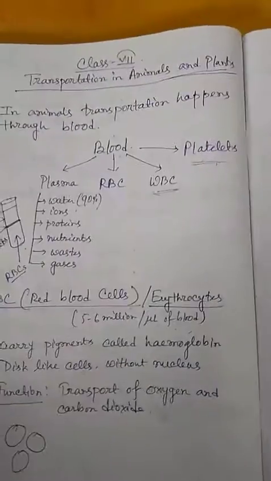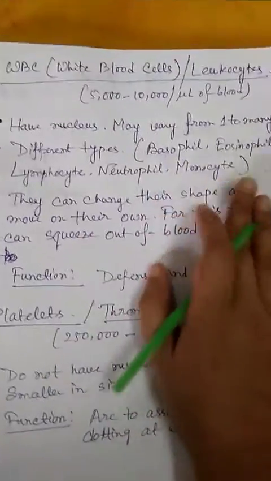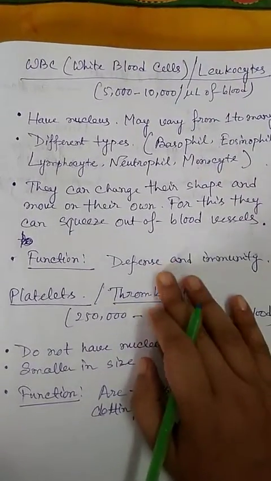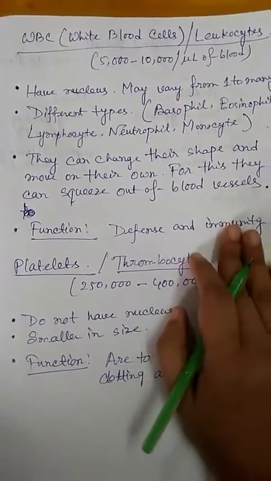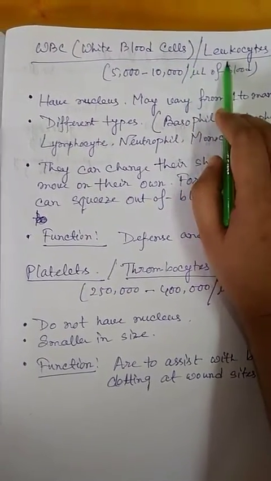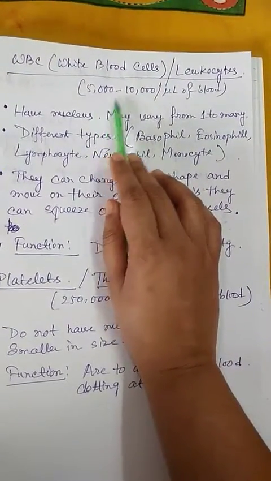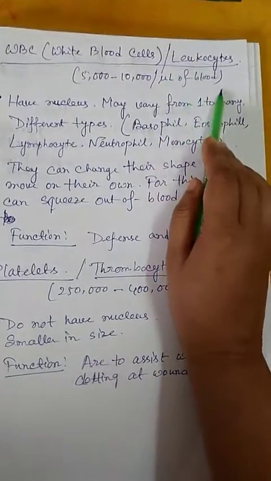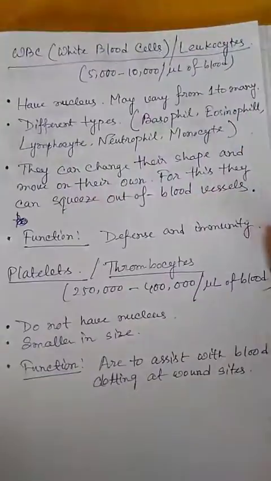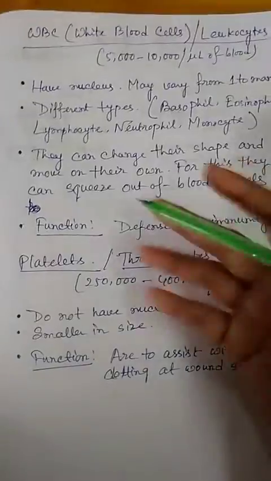Now going to the WBC or white blood cell. These cells are known for their defense against infectious diseases. Now, what is the other name of white blood cell? They are also known as leukocytes. They are present in 5,000 to 10,000 per millimeter cube of blood. How do they look? They are different in shape and different in types.